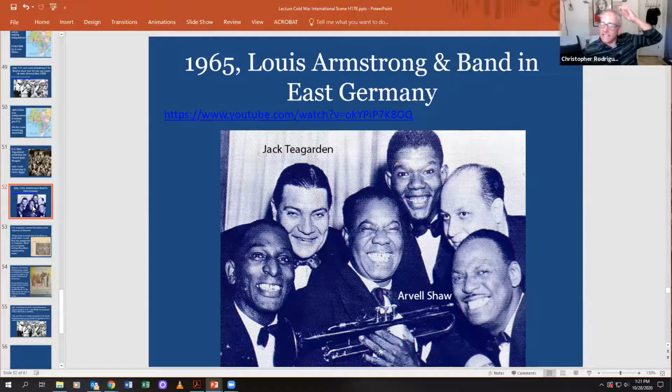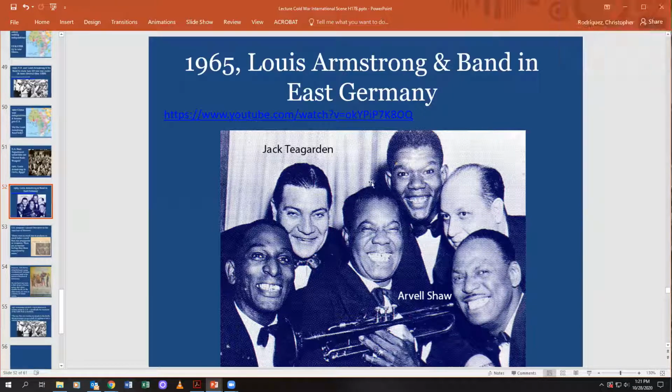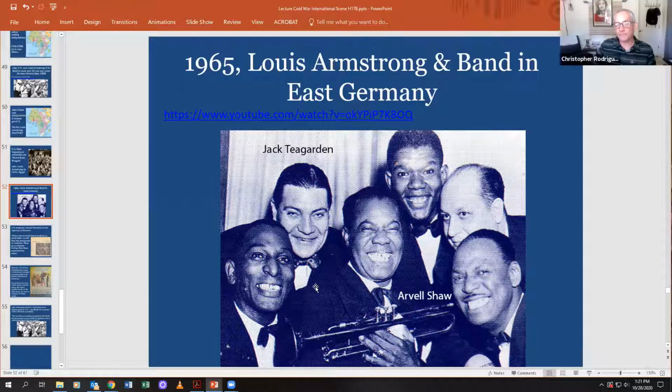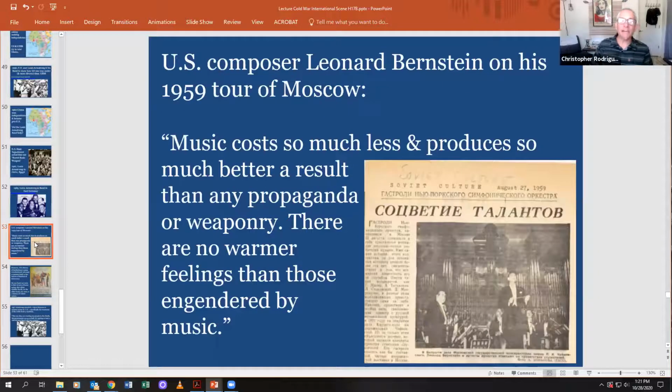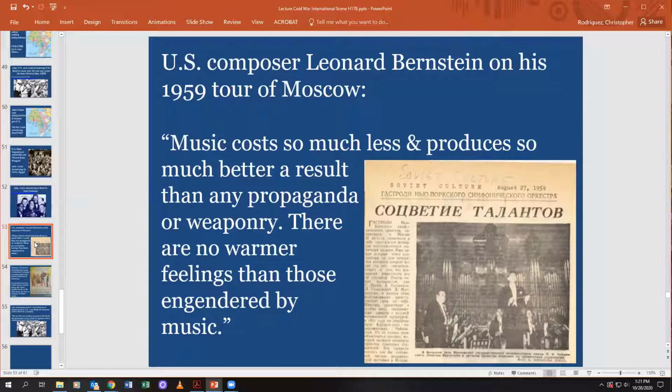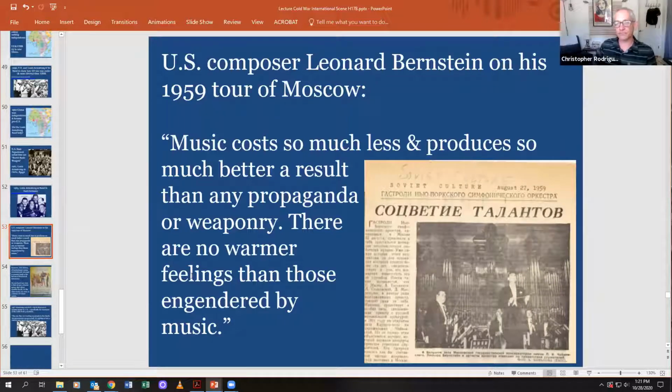And Armstrong and his band went throughout the State Department funded Cold War tour to show the world how cool we were. Here they are in 1965 in East Germany. In fact, the US composer Leonard Bernstein, on his 1959 trip to Moscow, said, "Music costs so much less and produces so much better result than any propaganda or weaponry. There are no warmer feelings than those engendered by music."